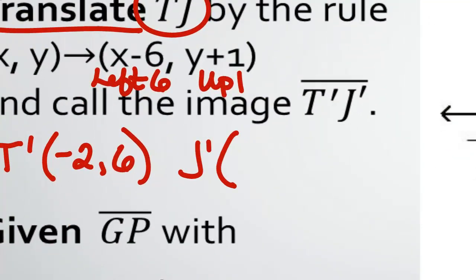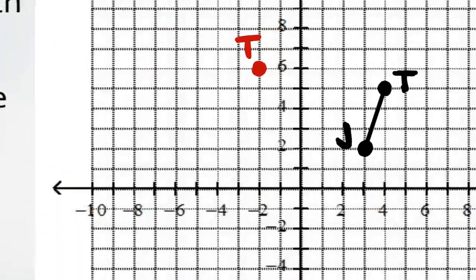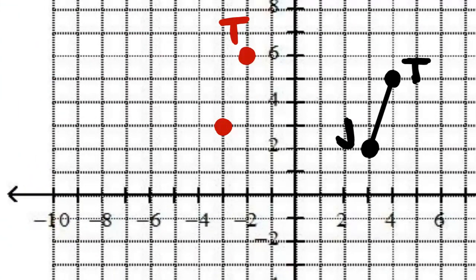J prime, let's see, I have 3 minus 6, so that would be negative 3. And then 2 plus 1, that would be positive 3. So negative 3, positive 3 would put J prime right here. And again, if I count from J, 1, 2, 3, 4, 5, 6, and then up 1. Grab my straight edge and connect those 2 points to make my line segment T prime, J prime. Ooh, I lost the prime on my T. Sorry guys, that should be T prime, not T.